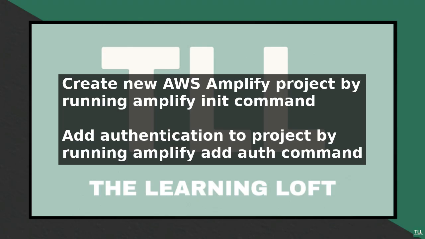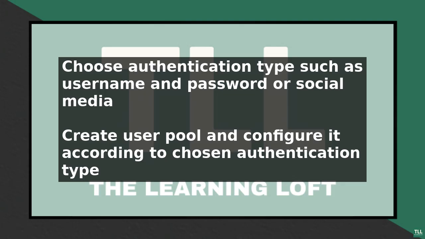AWS Amplify will then guide you through the process of setting up the user pool. You will be asked to choose the type of authentication you want to use, such as username and password or social media authentication. Choose the authentication type that best fits your needs. After choosing your authentication type, AWS Amplify will create the user pool and configure it for you.